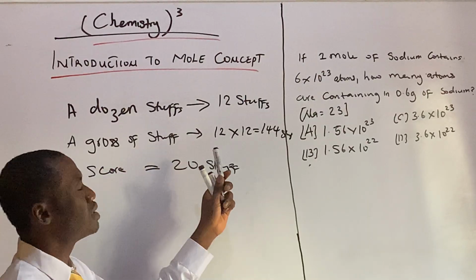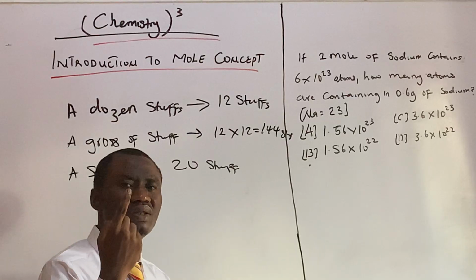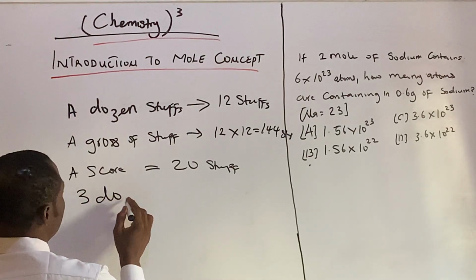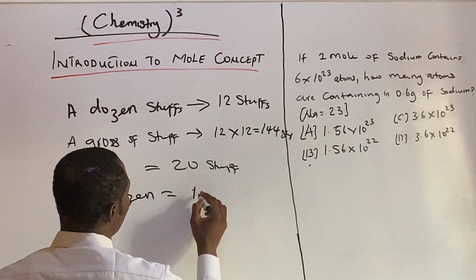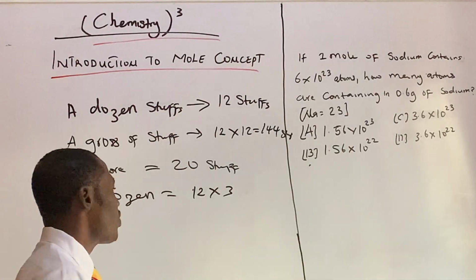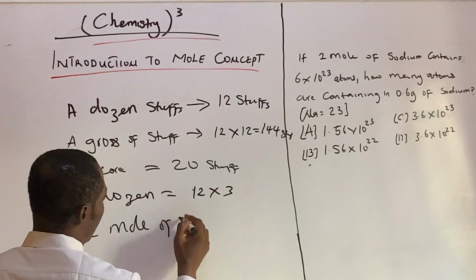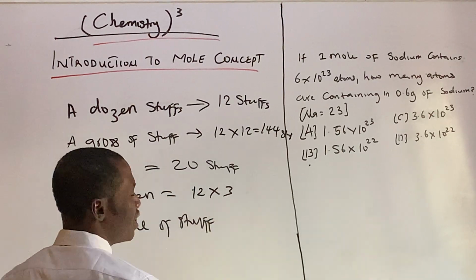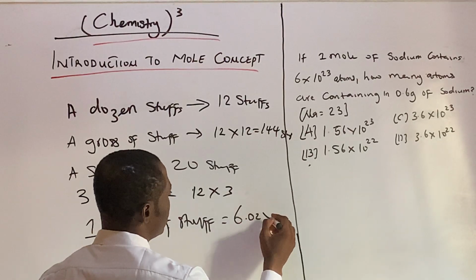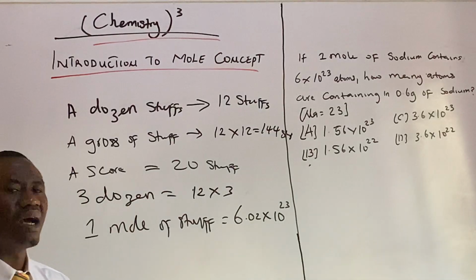The gross is 12 dozen into 12. And a dozen is just 12 stops. If I say 3 dozen is equivalent to 12 times 3. Now, when we talk about a mole, 1 mole of stuff, now that stuff is the elementary particles, is equivalent to 6.02 times 10 raised to the power of 23. So that's what we mean by a mole.